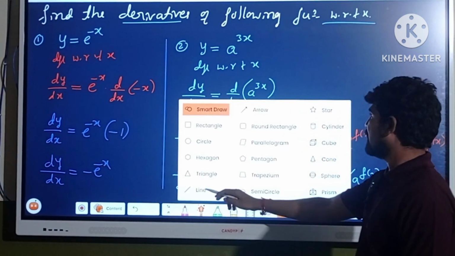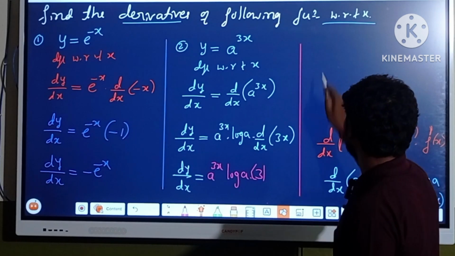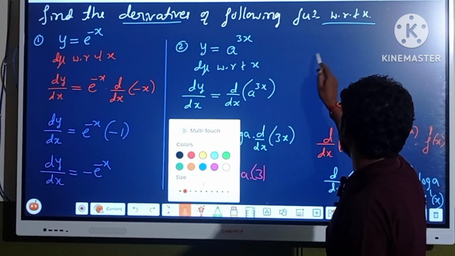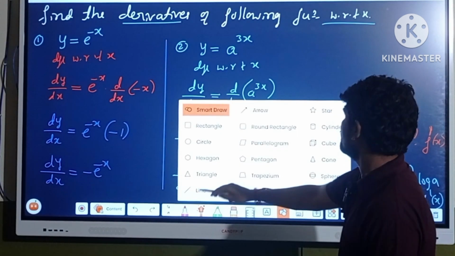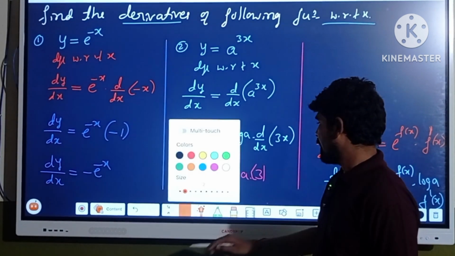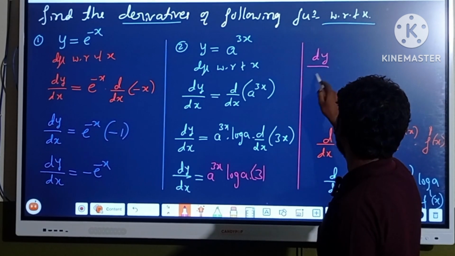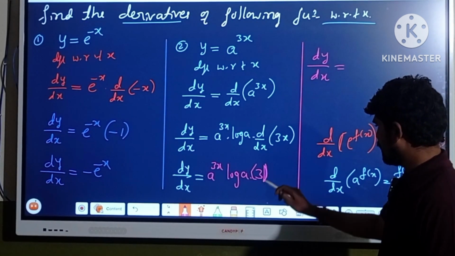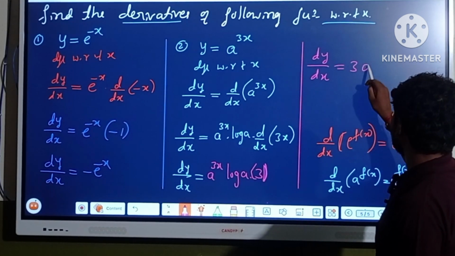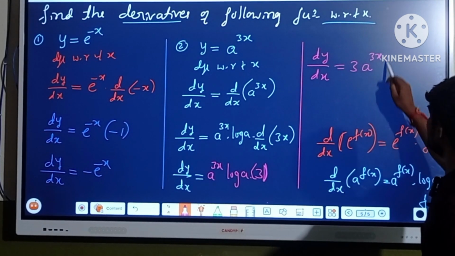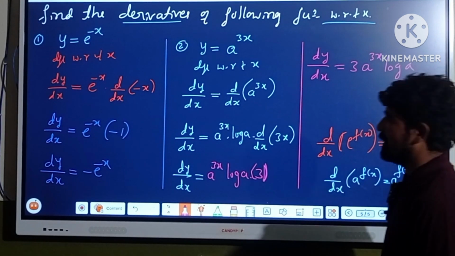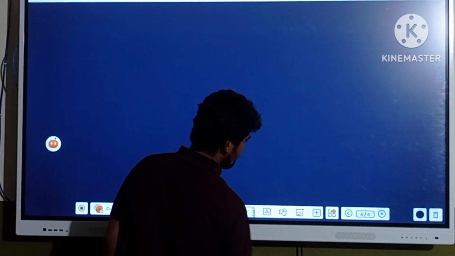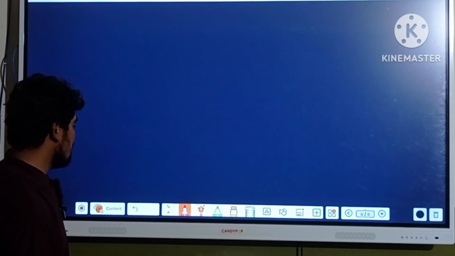Therefore, final required dy by dx is equal to 3 into a power 3x into log a. I hope all of you are understanding. Let us consider some more examples, then we go for the NCERT problems.